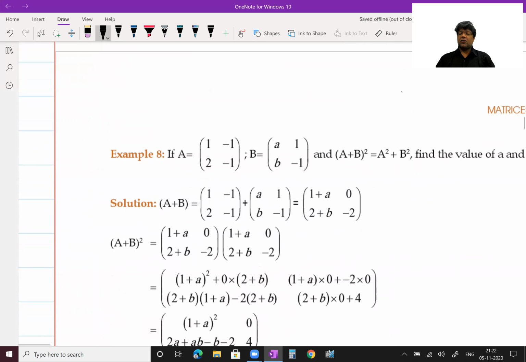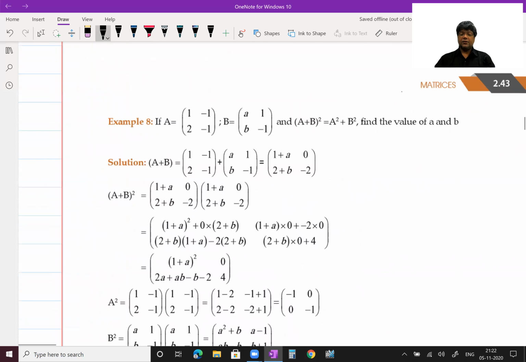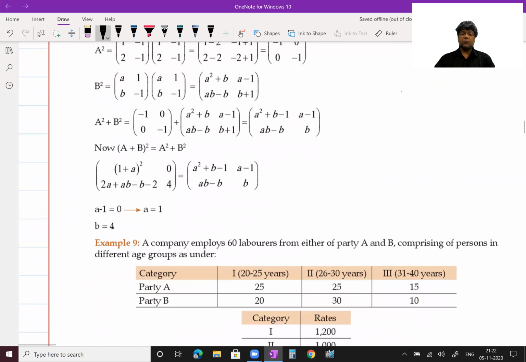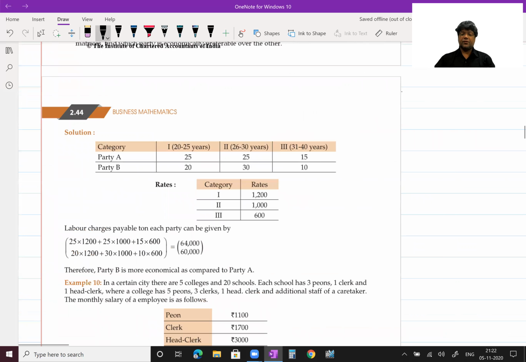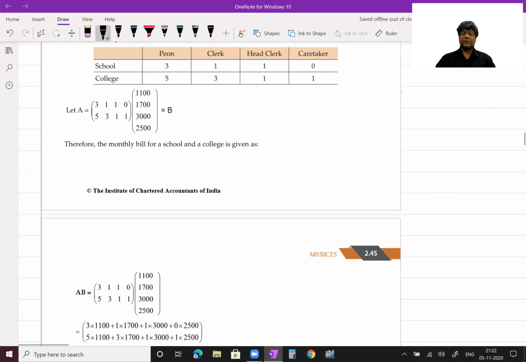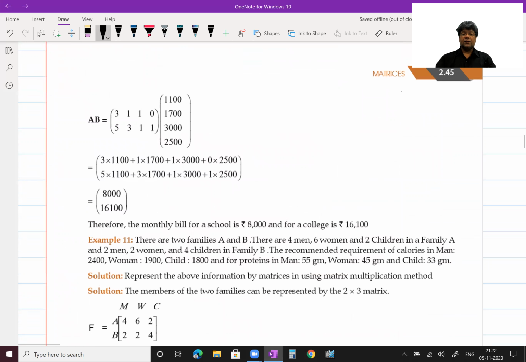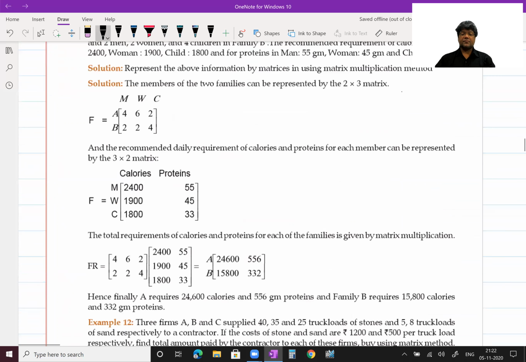Okay, all these examples, guys, you will have to see. Even if you don't do, no problem, but just have a look. It will be better for your revision work. These are the multiplication.